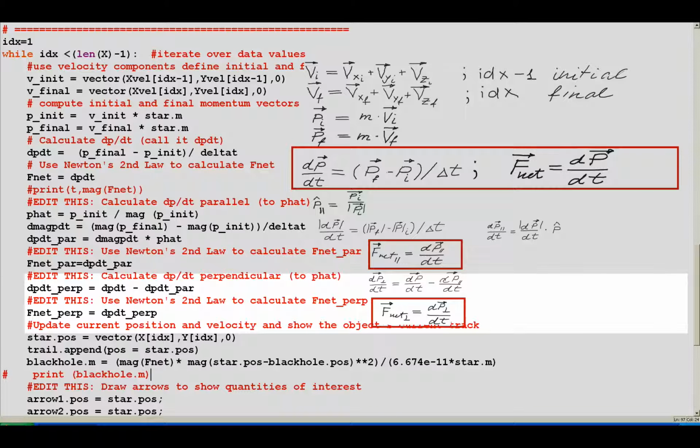We calculate the perpendicular vector, dp divided by delta t, by subtracting the parallel vector dp dt from the net vector dp dt. And we use Newton's second law again. Net force perpendicular is equal to dp perpendicular divided by dt.